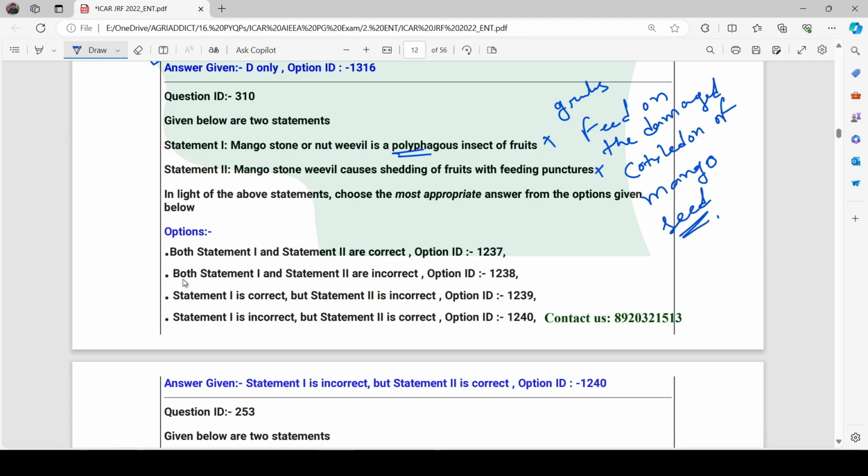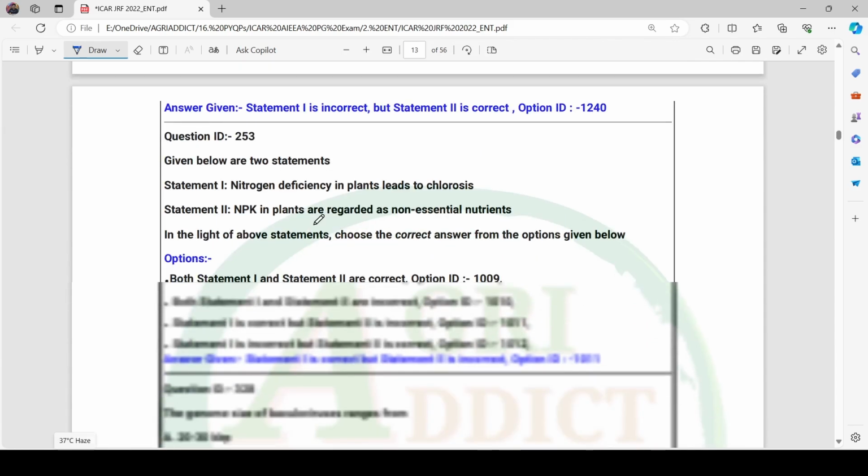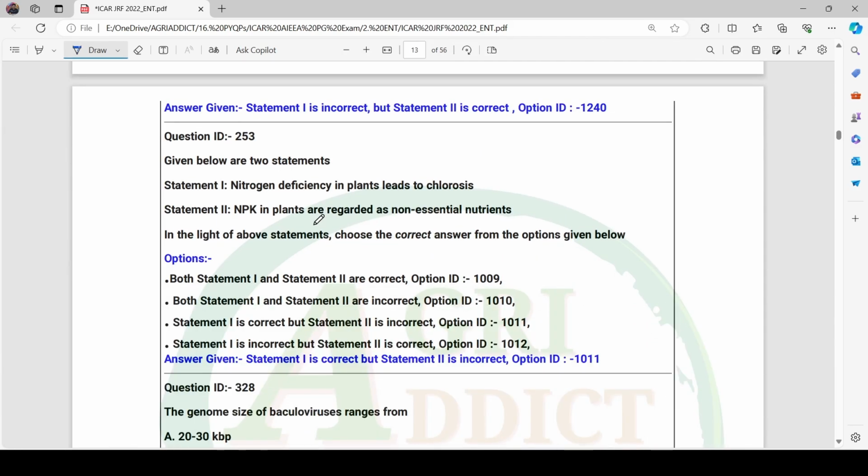So both these statements are incorrect here. The next question is another statement type. So you are seeing that there are so many statement types and match the following questions. Try to practice this type of questions as much as possible nowadays.